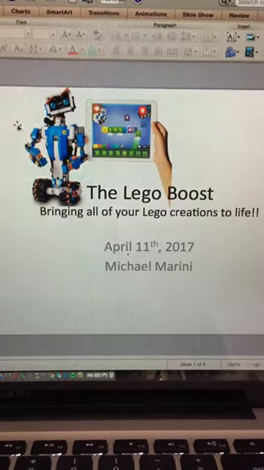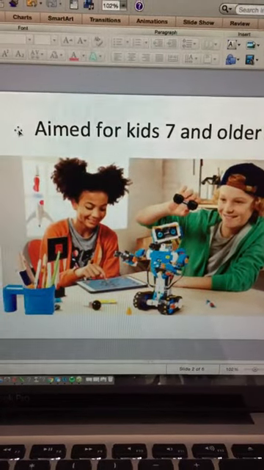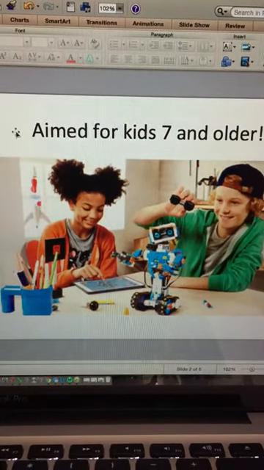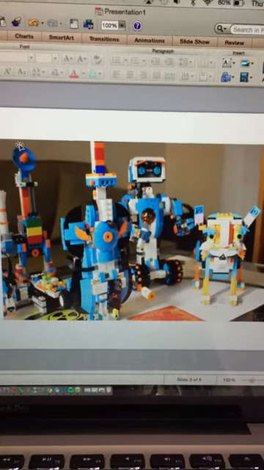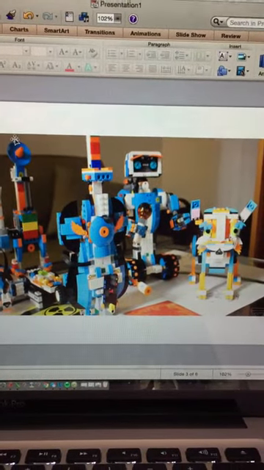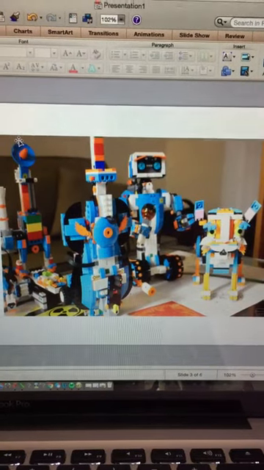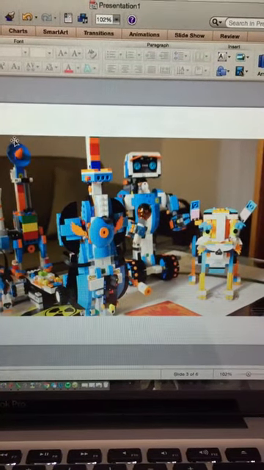LEGO is aiming this product at their typical audience, ages 7 and up. The LEGO Boost is set to arrive in the second half of 2017 and includes instructions to build 5 simple creatures, including Vernie the Robot, Frankie the Cat, the Guitar 4000, the Auto Builder, and the Multi-Tool Rover. But after that, you can make whatever you want come to life.